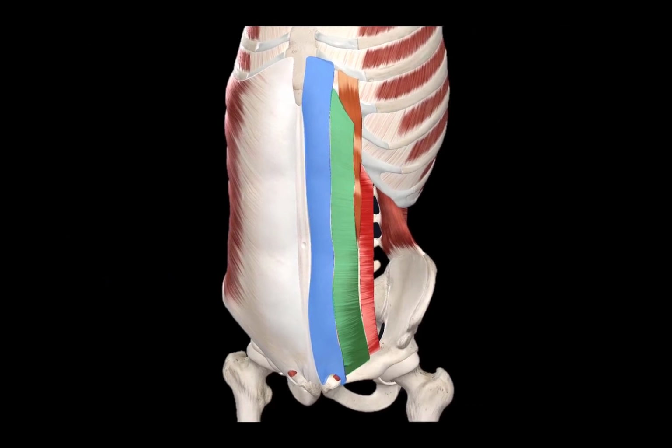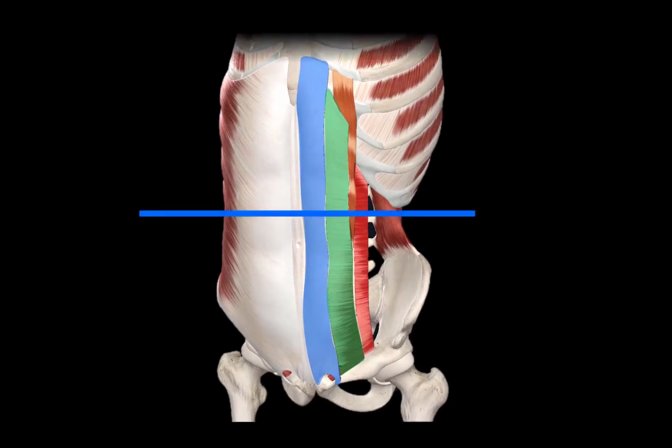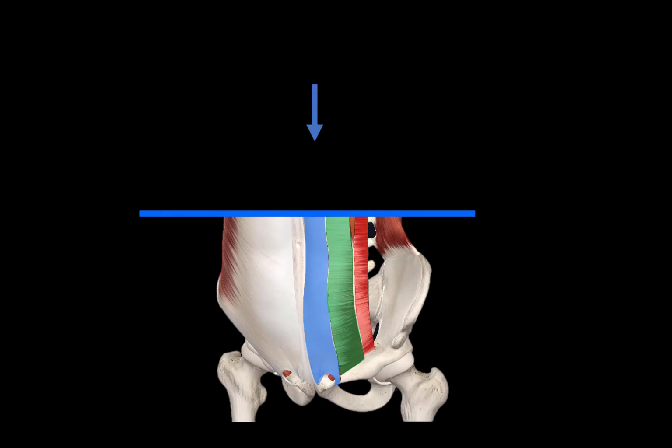And to do that, we will have to make a transverse cut of the abdomen, remove the upper half, and look at it from this perspective. And now we're going to try to draw all the structures and go through them as we do that.